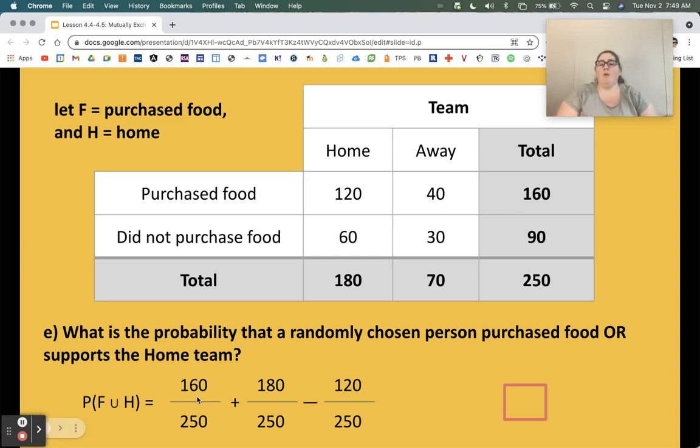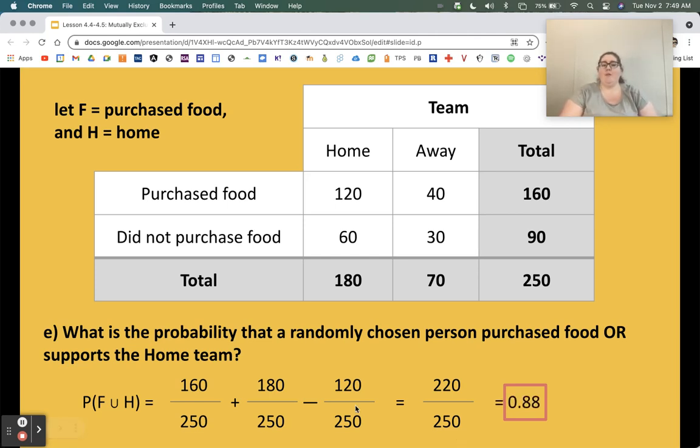So my overall probability of OR is going to be the probability of purchased food plus the probability of home team, minus the probability of both. I'm just subtracting them so that they don't count twice. So that'll end up with 220 out of 250, which is 0.88 as my probability.